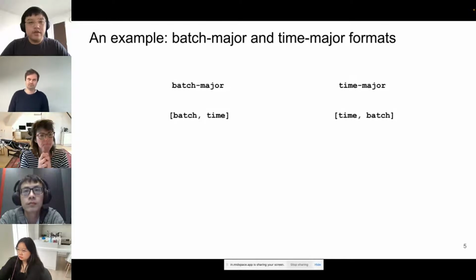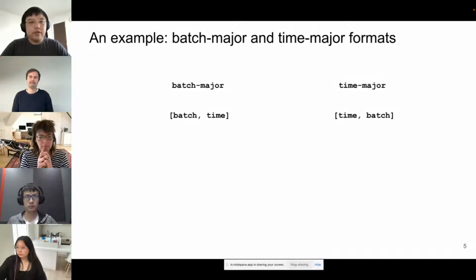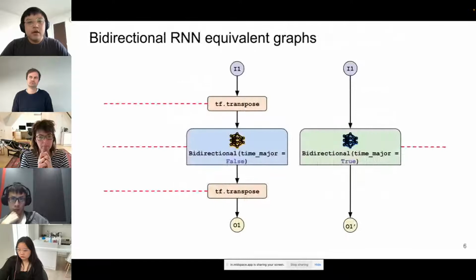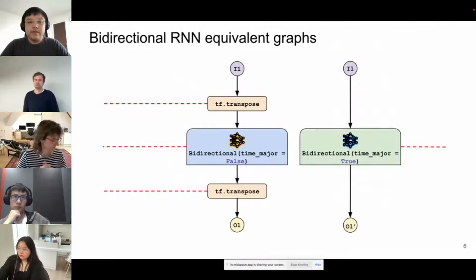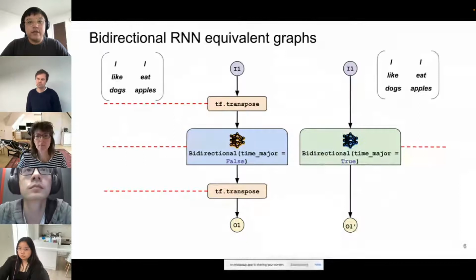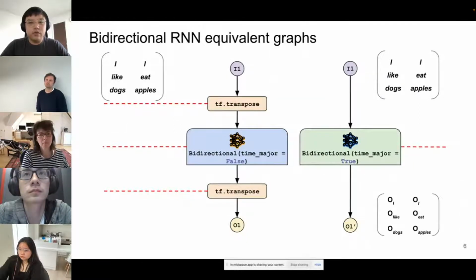Given two instances of three-word input, I like dogs and I eat apples, the input can be fed to the RNN in batch major format, or time major format. Inspired by these two input formats, we can build a pair of equivalent graphs. Suppose initially we have the same time major input. We can directly feed it to the bidirectional RNN function with the time major parameter set to true.